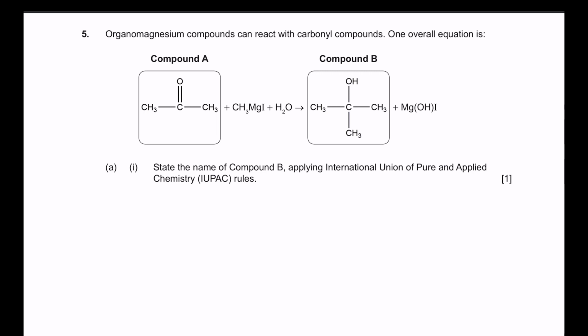Question 5 is an organic chemistry question. Organomagnesium compounds can react with carbonyl compounds, and this is one equation. State the IUPAC name of compound B. So we have to write the IUPAC name. First let's number the main chain. There are three carbon atoms, and there is one substituent, CH3, and OH is our main functional group. So from the main chain, it will be propan-2-ol, and at the 2 position there is a methyl, so the name will be 2-methylpropan-2-ol.